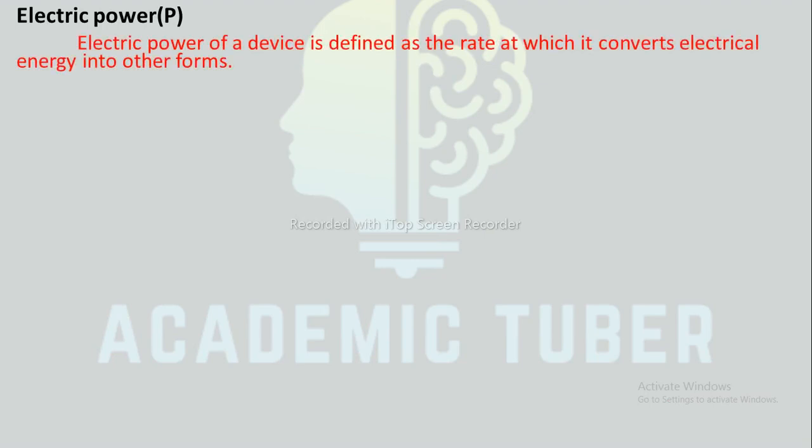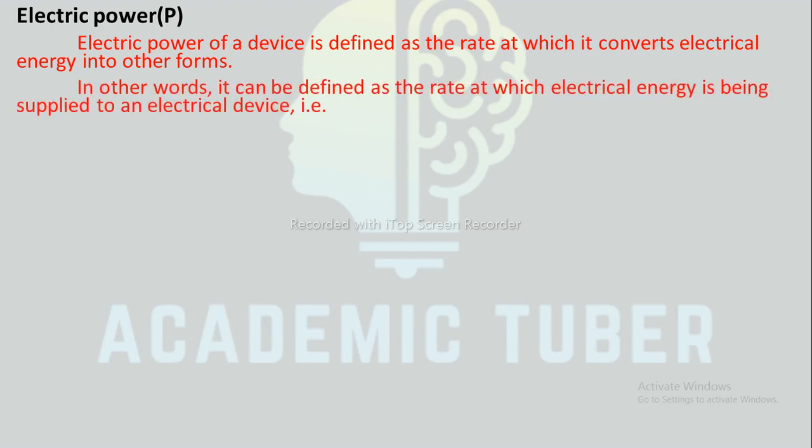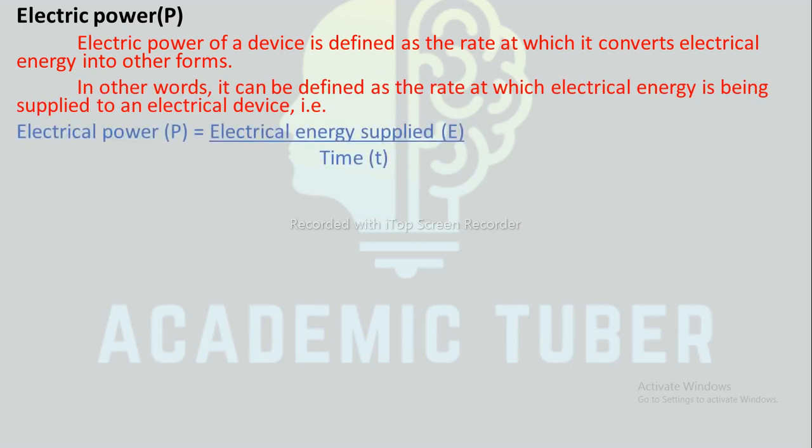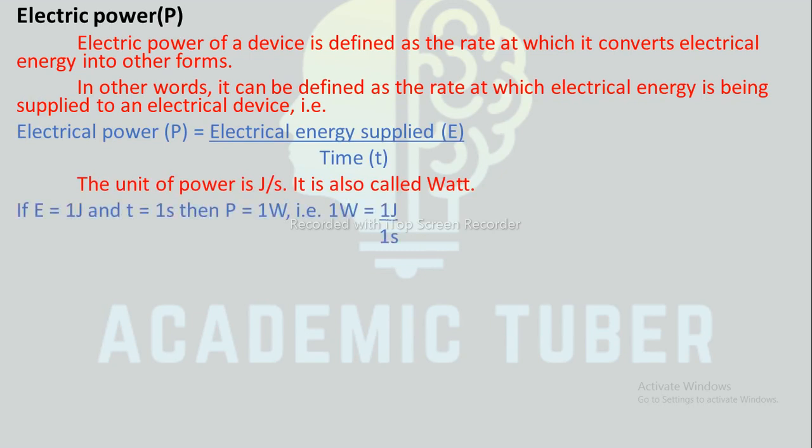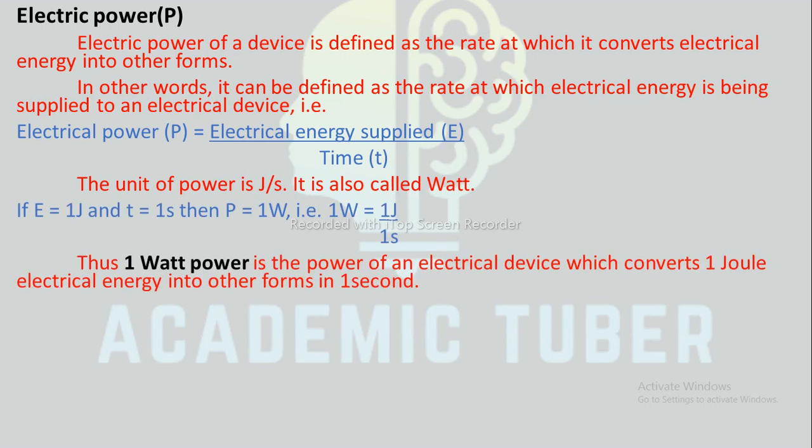Electric power. Electric power of a device is defined as the rate at which it converts electrical energy into other forms. In other words, it can be defined as the rate at which the electrical energy is being supplied to an electric device. That is, electric power P equals electrical energy supplied, E, divided by time taken, T. The unit of power is joule per second, or it is also called watt. If energy equals 1 joule and time equals 1 second, then power equals 1 watt. That is, 1 watt equals 1 joule per 1 second.